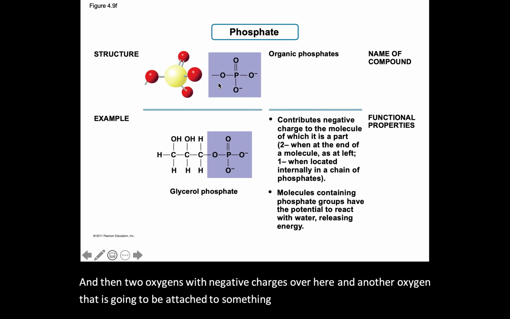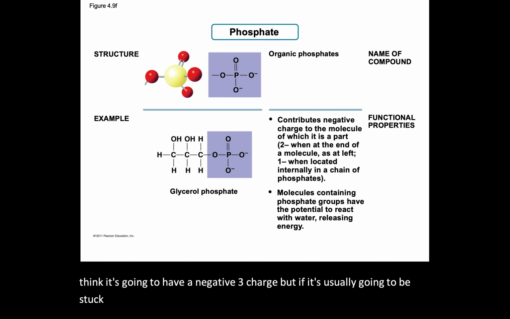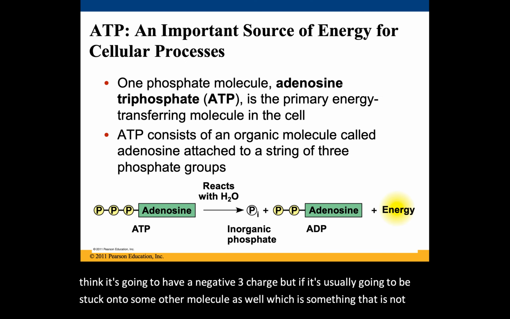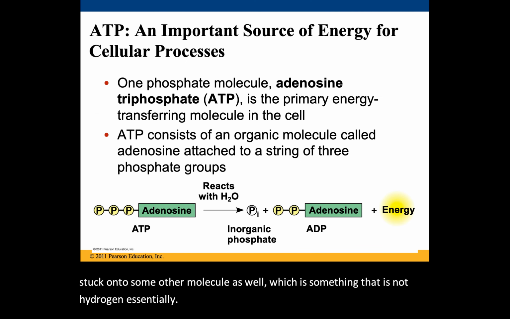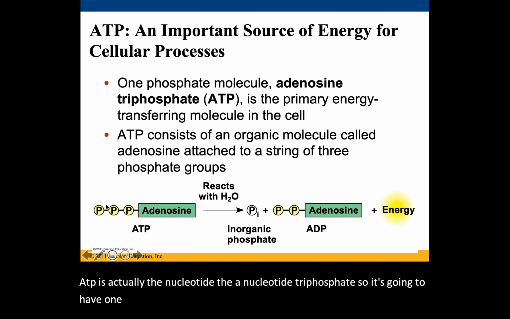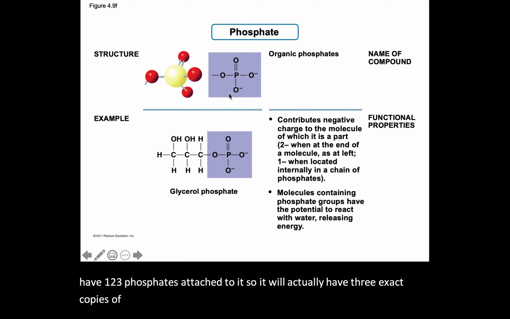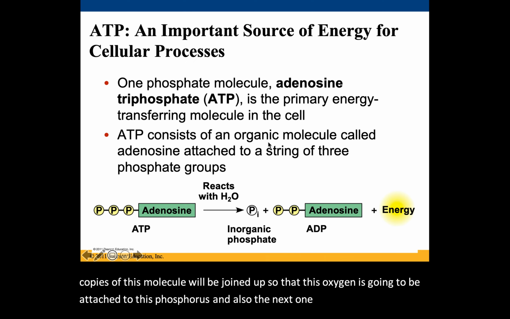So if it's just a phosphate by itself, I think it's going to have a -3 charge, but it's usually going to be stuck onto some other molecule, and so it'll be attached to something that is not hydrogen, essentially. Okay, ATP is actually adenosine, like the nucleotide, the A nucleotide, triphosphate. So it's going to have 1, 2, 3 phosphates attached to it. So it'll actually have 3 exact copies of this molecule. And they'll be joined up so that this oxygen is going to be attached to this phosphorus and also the next one. So they're going to be kind of linked up like that.